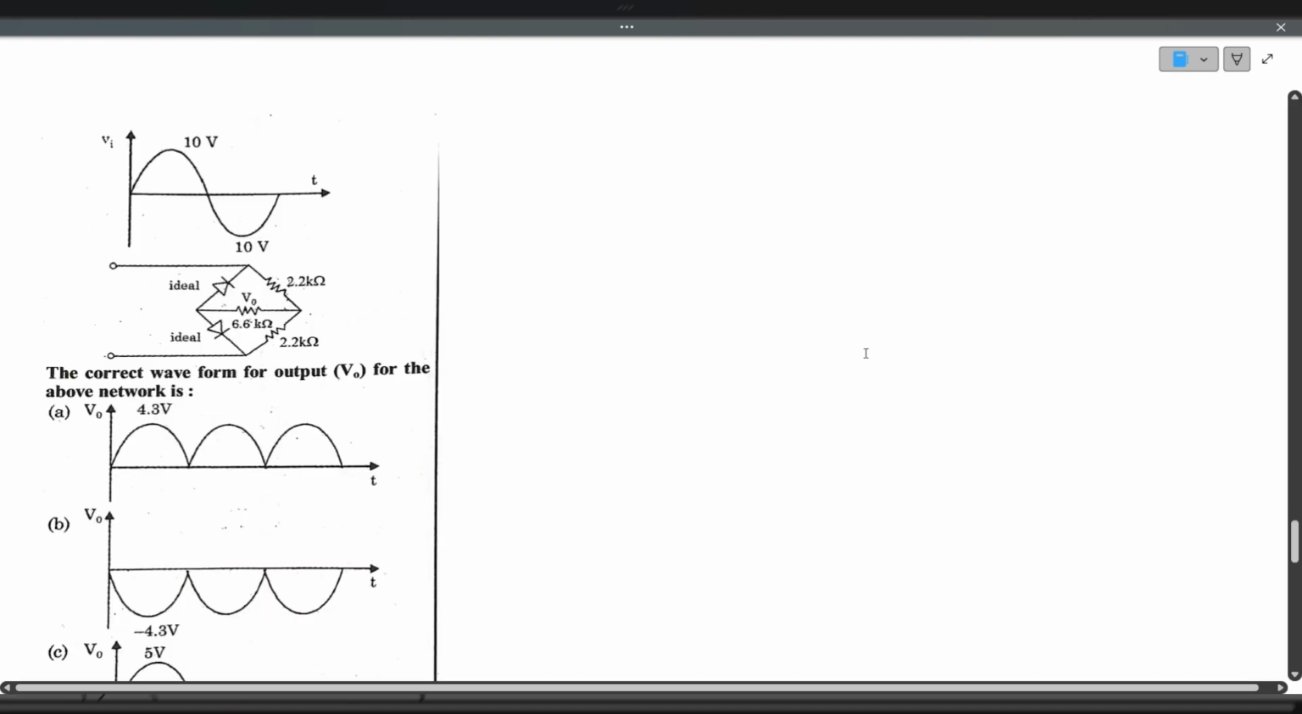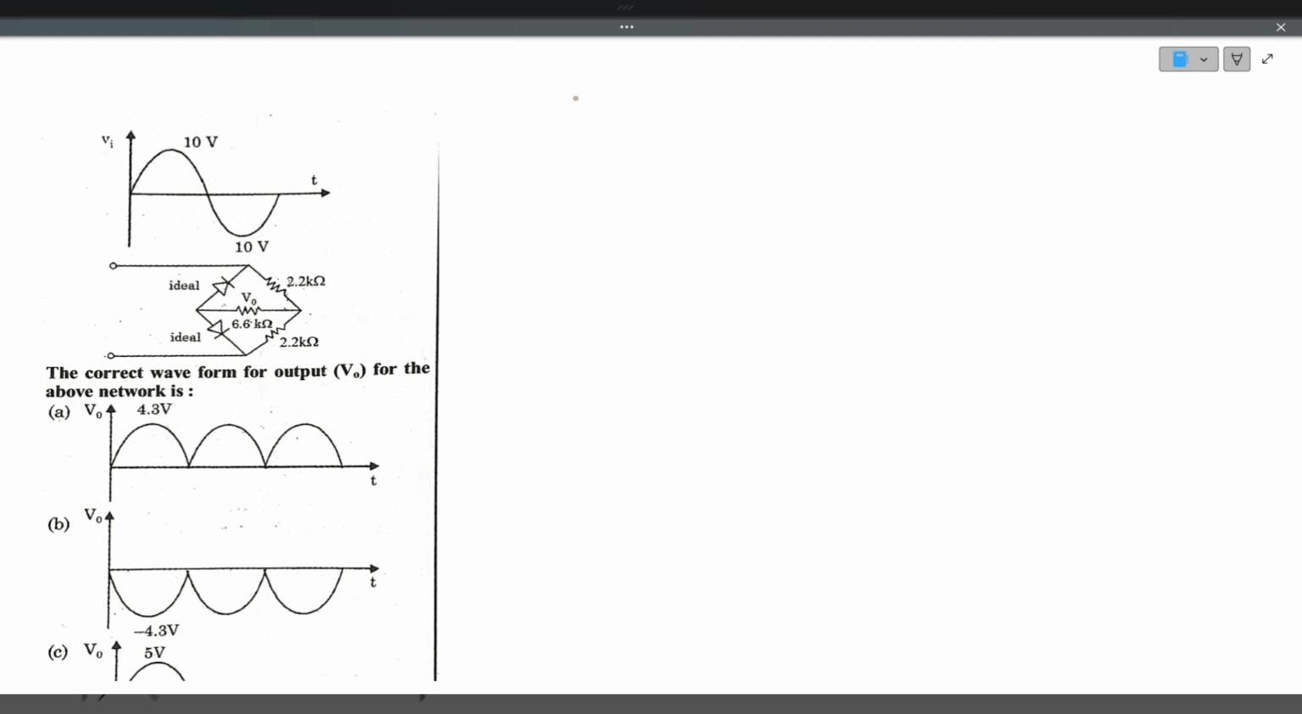Now we'll see next question. There is a waveform. Input signal is given as 10 volts positive peak and 10 volts negative peak. That is 20 volts peak to peak. That is given to this circuit. We'll redraw the circuit here. This is not a bridge rectifier because it has only two diodes. And there is a resistor 2.2 kilo ohms.